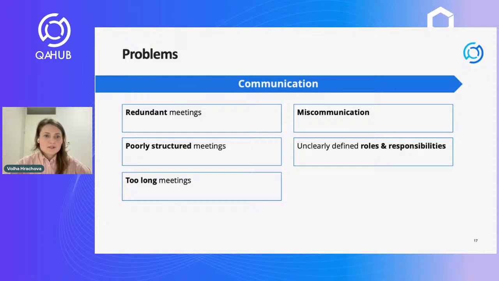Another problem is when you have redundant meetings. We know that in an agile environment we have a lot of meetings, but they should not be 100% of your time. And when we have poorly structured meetings, there may be long discussions for nothing, and you spend a lot of time, and the meetings can be too long, so you don't have time to perform your testing activities because you just have calls one after another. And how can we deal with those problems? How can we address them?